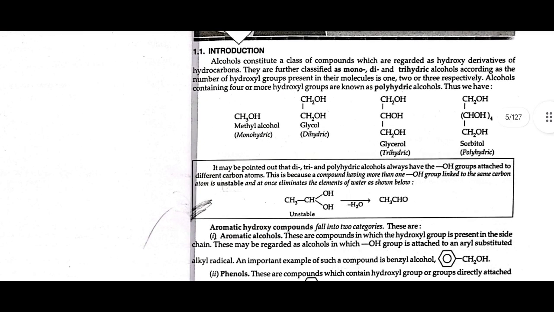Introduction. Alcohols constitute a class of compounds which are regarded as hydroxy derivatives of hydrocarbons. They are further classified as mono, di, and trihydric alcohols according to the number of hydroxyl groups present in their molecules, 1, 2, or 3 respectively. Alcohols containing 4 or more hydroxyl groups are known as polyhydric alcohols. Thus, we have methyl alcohol as monohydric, glycol as dihydric, glycerol as trihydric, sorbitol as polyhydric.